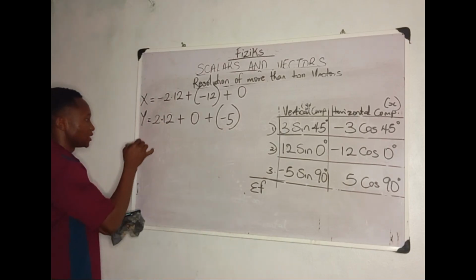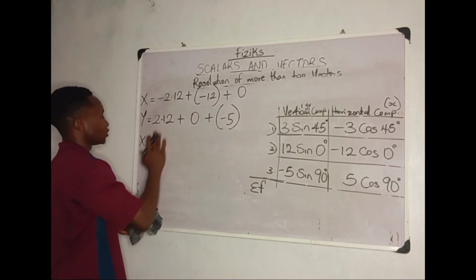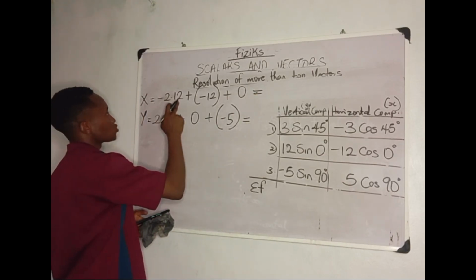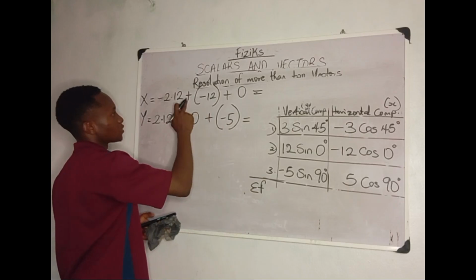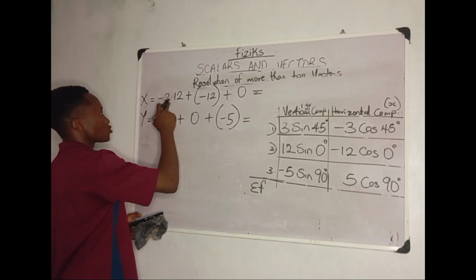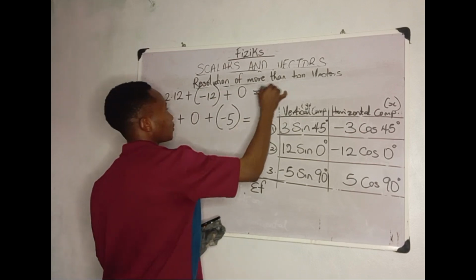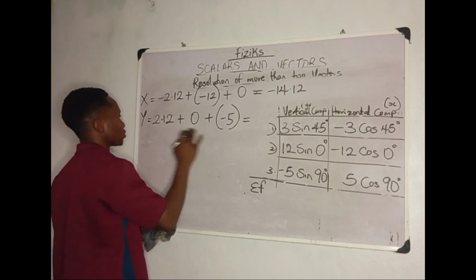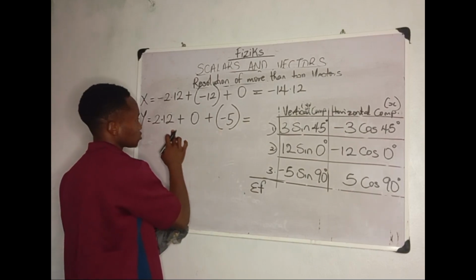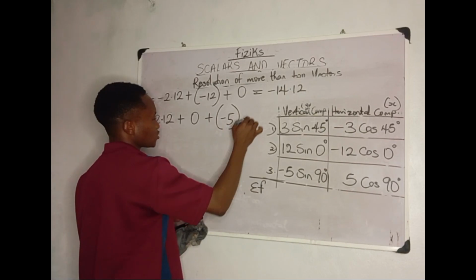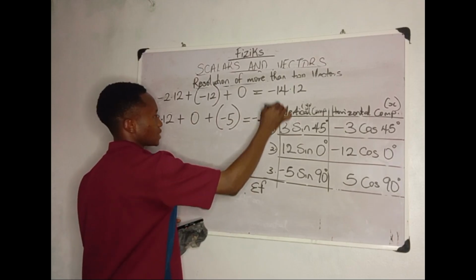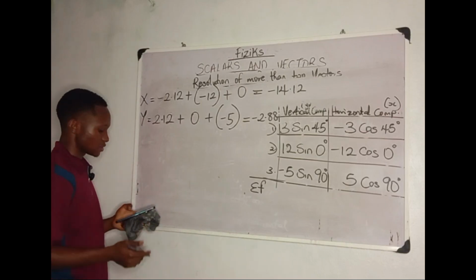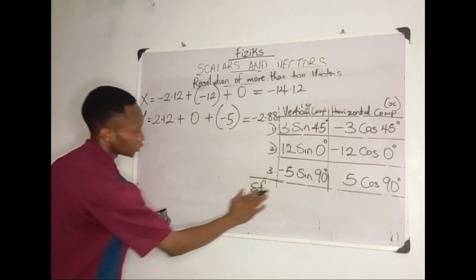So finally, my x is equal to, let's add all of this. Or better still, I should do it like this. So minus 2.12 plus times minus is going to give us minus. So minus 2.12 minus 12 will be minus 14.12. Yes. This one, let's do it together: 2.12 minus 5 is going to give me minus 2.88. Am I correct? Yes, I'm correct. Minus 2.88. So the next thing is, let's find a diagram for this.